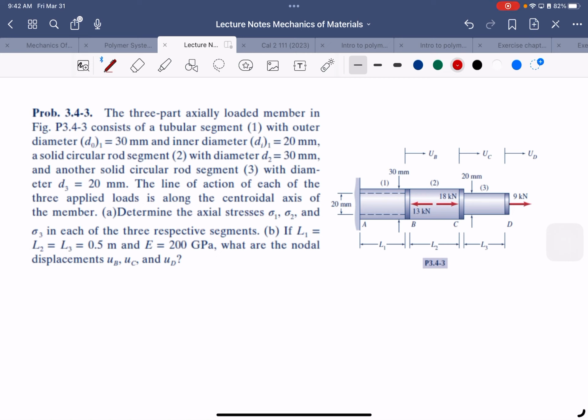So if we imagine all the forces here, although we have a force going to the left, that is 13 kilonewton, because of this 18 and 9, we can see that this will go through the right, which means that all these members will be in tension. So there will be a tension in AB, also in BC, and also in CD. So we could see that it will move to the right with some small displacement that is UB, UC, and UD.